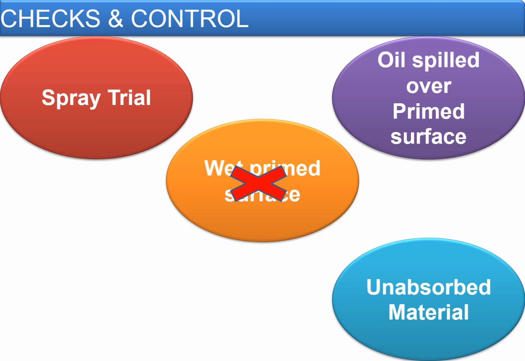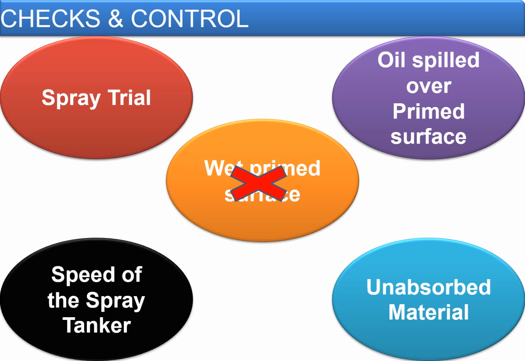The speed of the spray tanker shall generally be restricted to 15 to 20 kilometers per hour, and care should be taken to avoid replacement of drivers. Generally, trained drivers are deputed on the spray tanker so that they know what the speed should be and what the sequence of movement of the spray tankers should be, and how to make sure that the spraying application of the emulsions, in terms of say tack coat or prime coat, is uniform and there is no deviation as far as the rate of spray requirement is concerned.